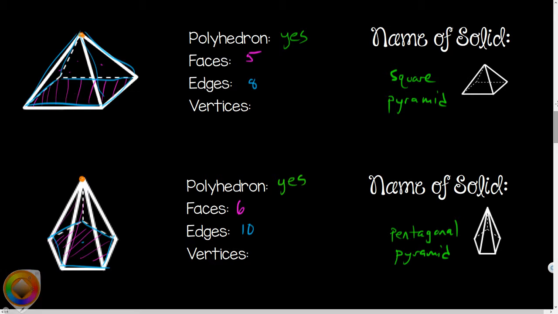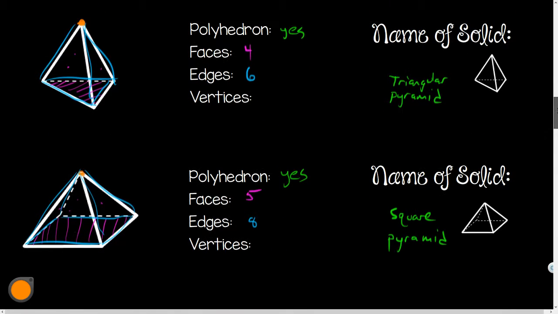Let's see if I can quickly count these vertices. I've got 1, 2, 3 on the triangle base, and then 1 on top. So to count the number of vertices in a pyramid, you just count the number of vertices on the base and then add 1, because there's always that one vertex that has risen up above the plane of the base. So this one's got 4, and 4 plus 1 is 5.